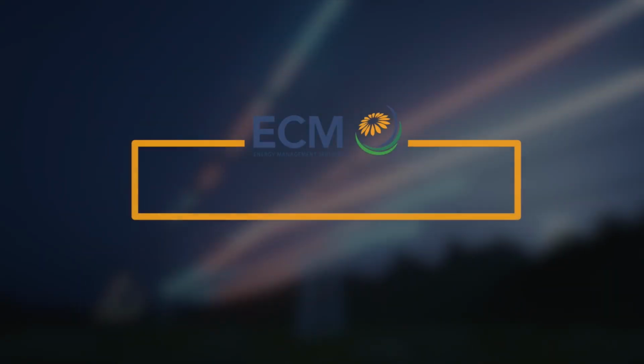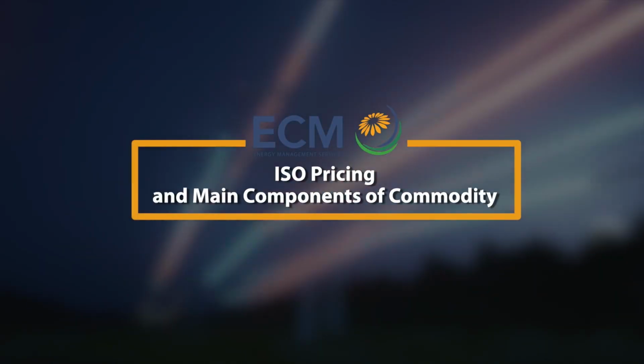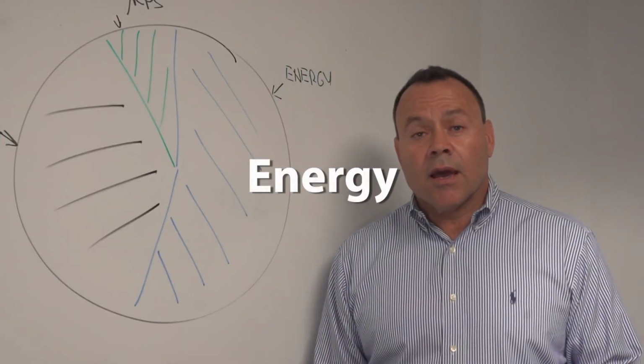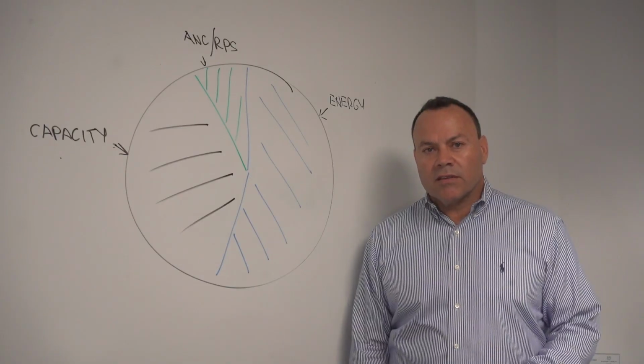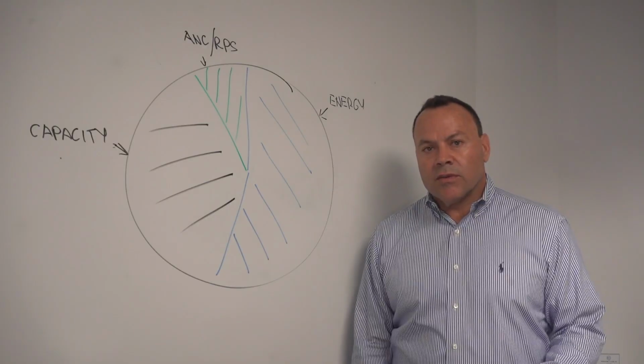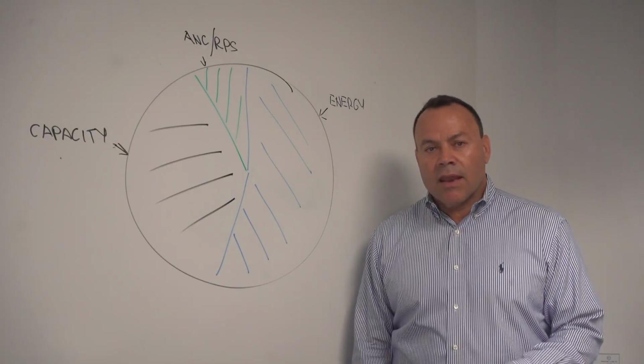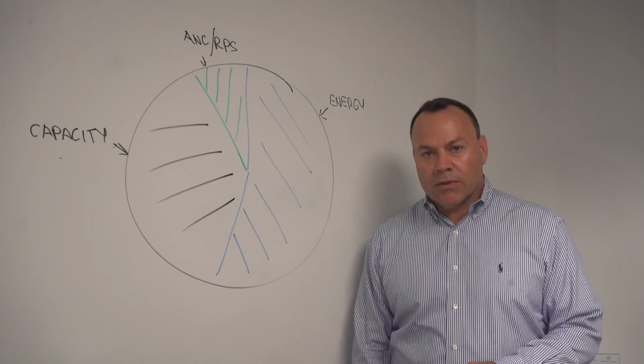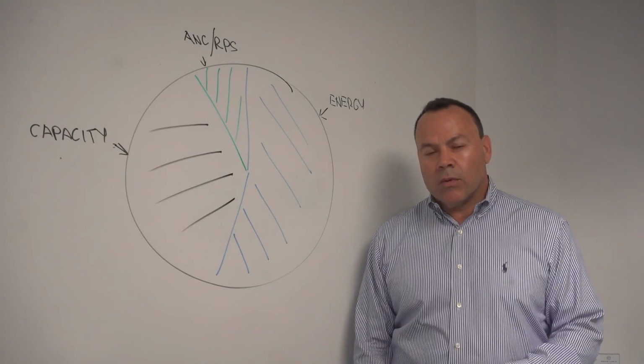Now let's talk about how the ISO works and their main components of commodity. Let's start with energy and how it's settled. Most of the transactions that flow through the ISO incorporate load requirements and generators as price takers. Not many power purchase agreements are accomplished through the ISO. And how does that work?